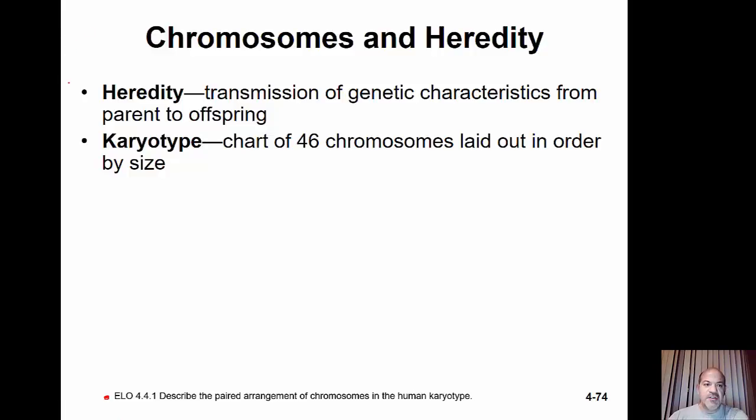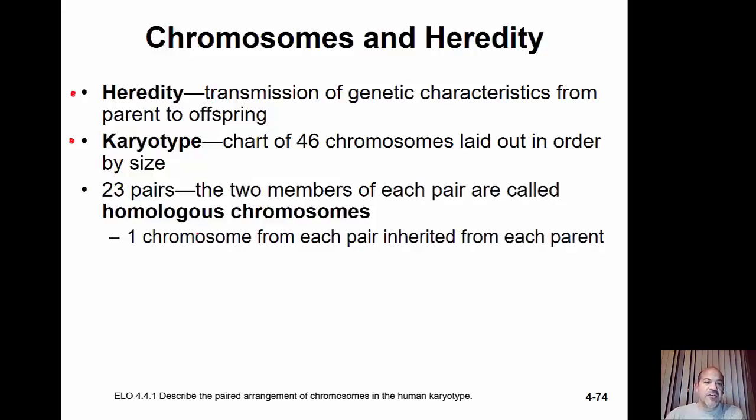So we'll start with the definition of what heredity is. This is the transmission of genetic characteristics from parent to offspring. Here's another definition, karyotype. This is a chart of 46 chromosomes laid out in order by size. And so what they do there is they take a picture of chromosomes during metaphase of mitosis when the chromosomes are the densest. And then they cut out the pictures and then pair them up and order them from the biggest to the smallest. So we'll see a picture of one of those in a bit.